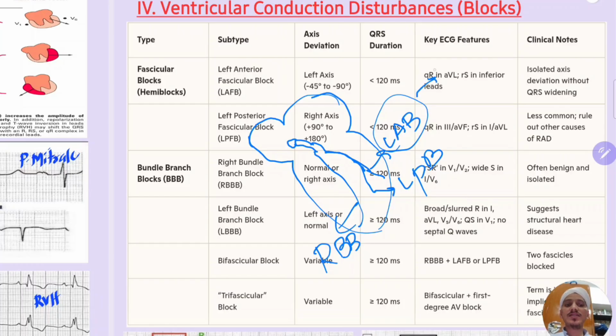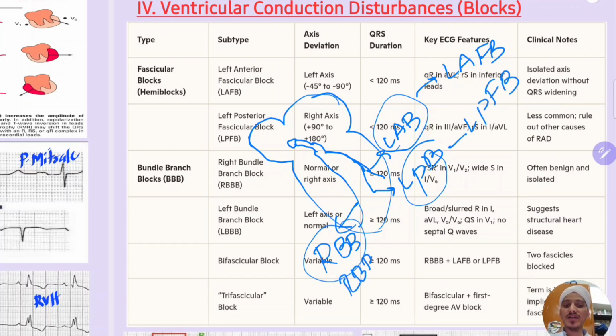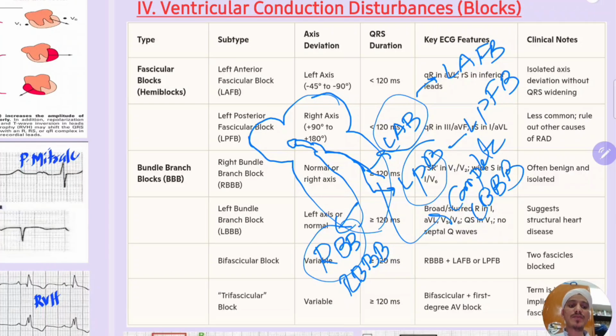So we'll know whether there is left anterior fascicular block, or left posterior fascicular block, or complete right bundle branch block, or complete left bundle branch block, or bifascicular block. What is bifascicular? Two fascicles are blocked simultaneously. Or trifascicular, where all three fascicles are blocked. That will lead indirectly to AV block, grade 1 AV block. Those things we will see in this block.